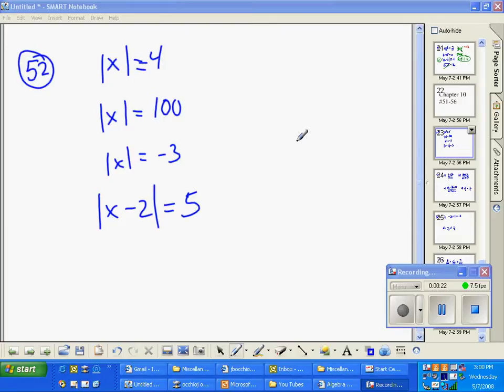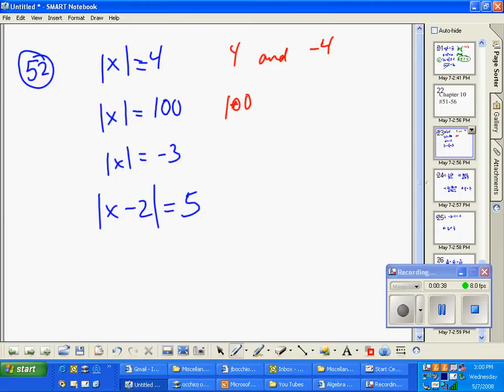Well, that means we need numbers that have a distance from 0 of 4. So that would be 4 and negative 4. The next one, absolute value of x equals 100. That'd be positive 100 and negative 100.